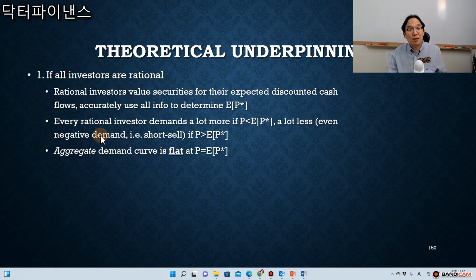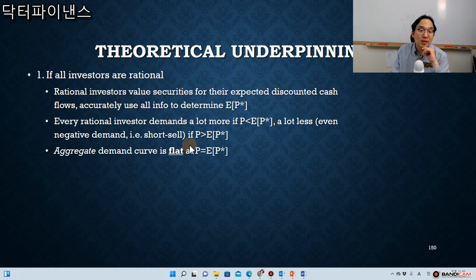Every rational investor demands a lot more if the price is slightly lower than the true value, and a lot less, even negative demand, or sells short. Short selling, we're going to talk about it later, is essentially selling first with borrowed stocks. Can you do it? Yeah, you should. Is it unethical? No, it's not. It has nothing to do with ethics as long as you borrowed first. I'm going to talk about it later.